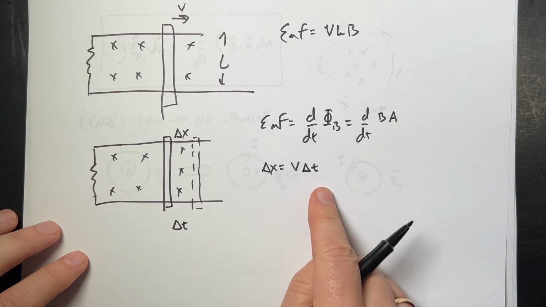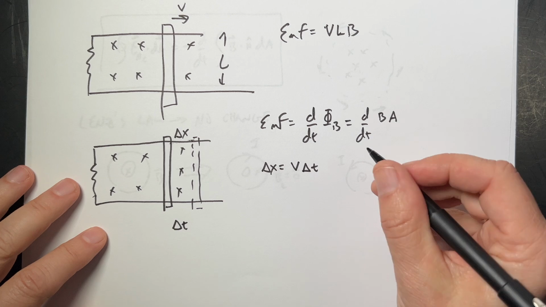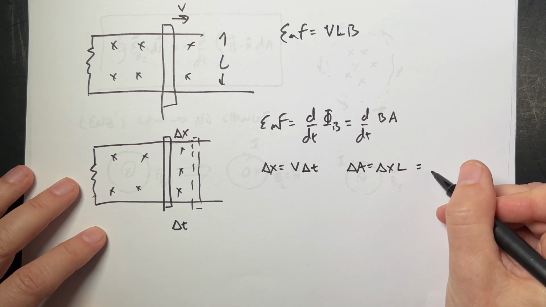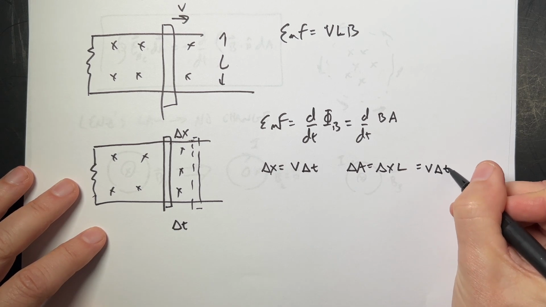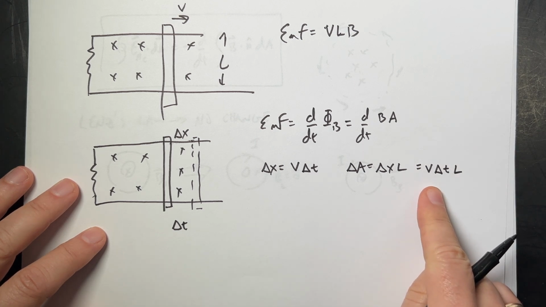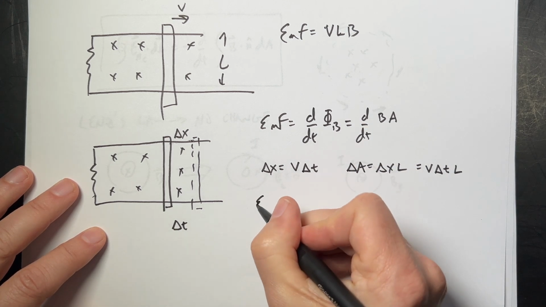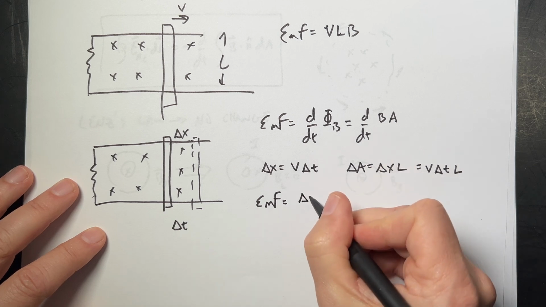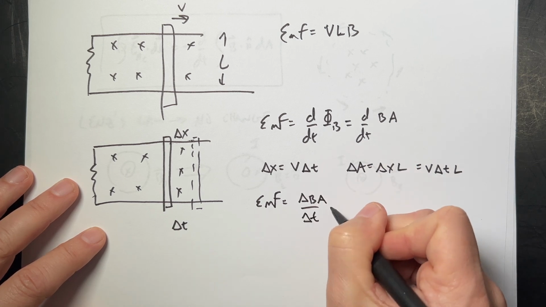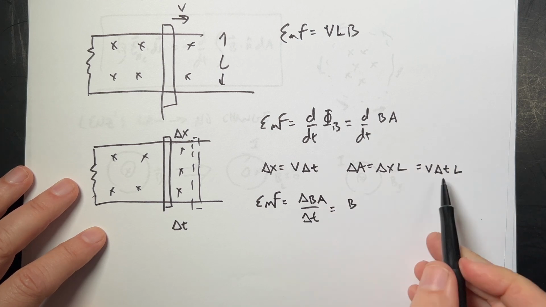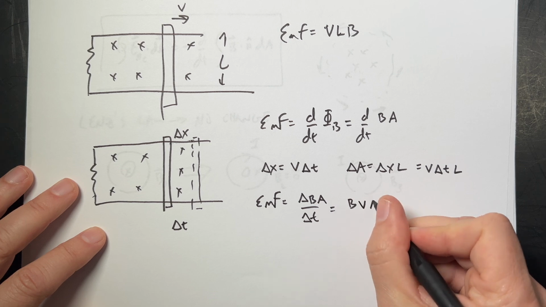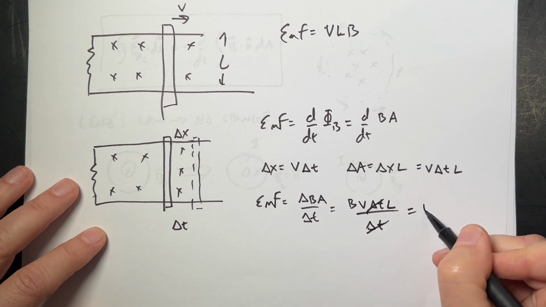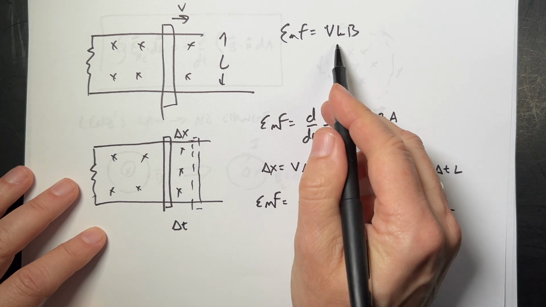V delta T. So the change in area here, delta A, is going to be delta X times L, which is V delta T L. That's the change in area. Now, if I use that up here, I can write EMF. I'm going to write this as a finite change, delta BA over delta T. The B comes out, it doesn't change. Delta A is V delta T L. I divide that by delta T. Oh my gosh, look what happens. And I get B V L, same as before.